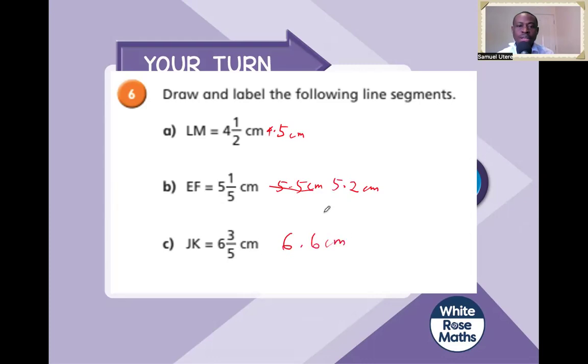So drawing the line segment shouldn't be a problem. You simply mark J here and you measure the other point up to K and you connect it with the line. And then here it should be EF. You mark point E, you measure and then mark the other point F. Here you mark point L, and you measure and mark the other point M, and then you join them with straight lines.